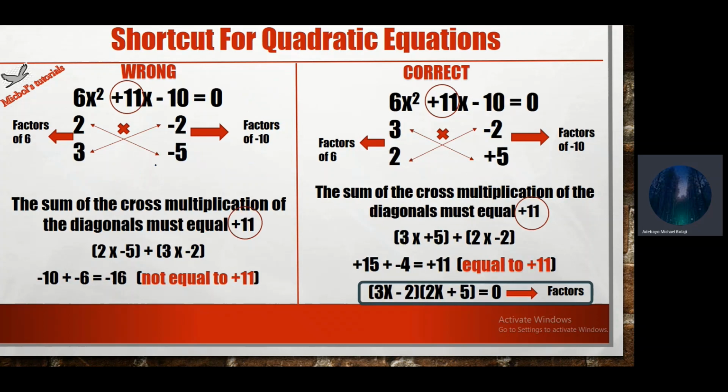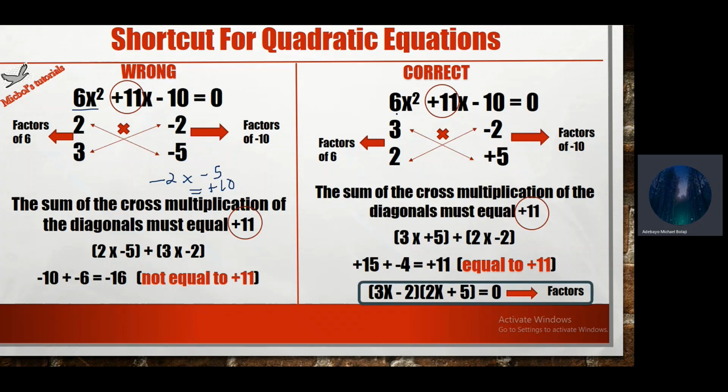Let's do another example so that it will be clear. Let's look at the wrong method first. We have 6x squared plus 11x minus 10 equals 0. The coefficient of x squared is 6, and we have many factors, but here I picked 2 and 3. Factors of minus 10, I picked minus 2 and minus 5. Minus 2 times minus 5 will never give minus 10. It will give plus 10, not minus 10. That is why this part is wrong.